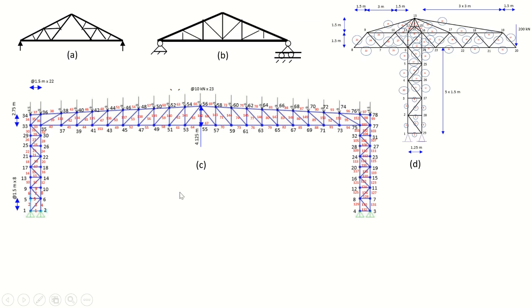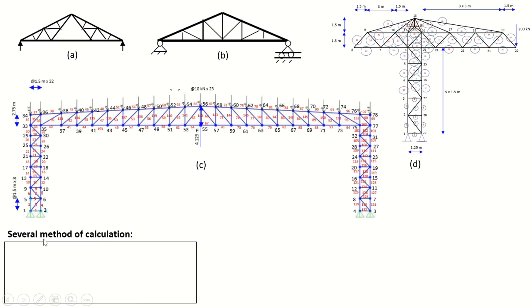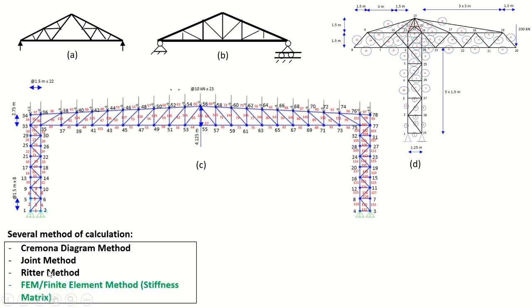Here are some examples of truss structure A, B, C, and D. There are several methods of calculation of this truss model or truss design. They are Cremona diagram method, joint method, Ritter method, and FEM or finite element method, stiffness matrix.